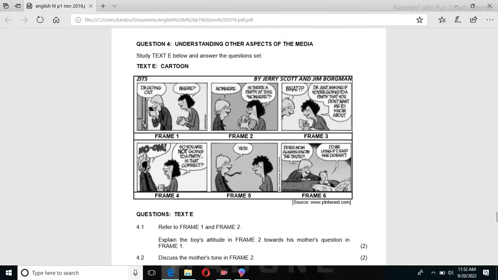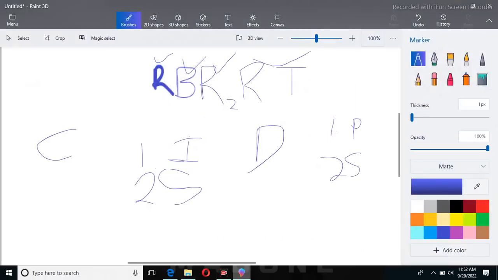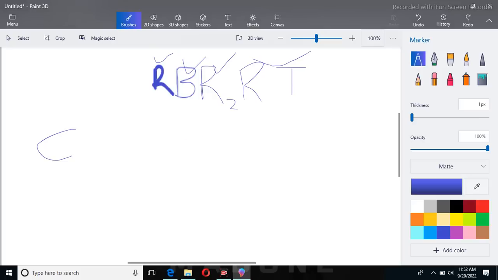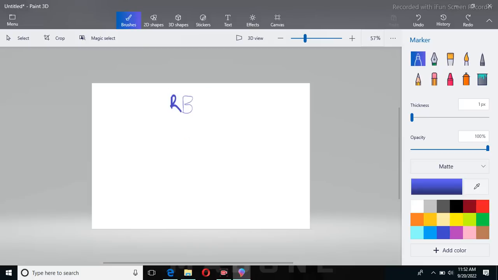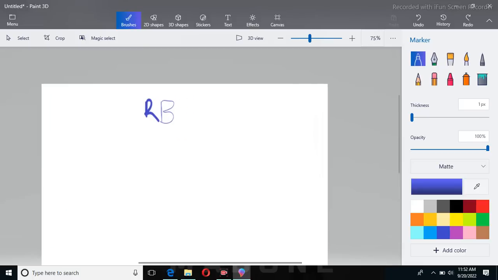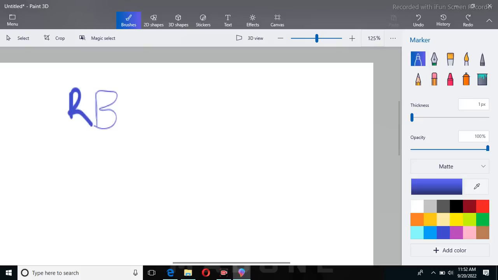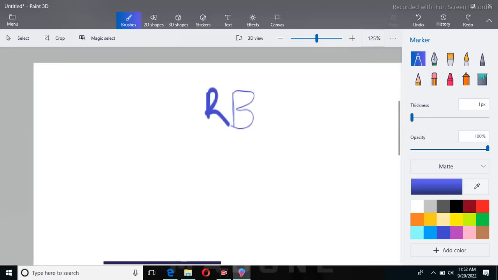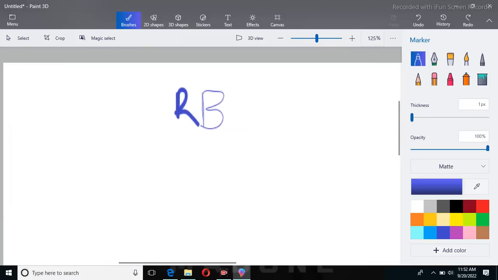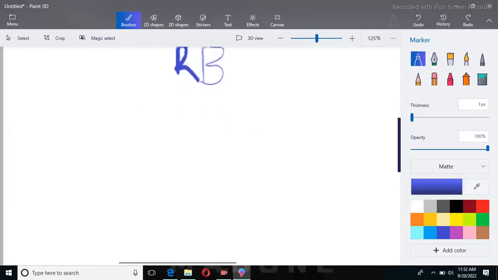Now, guys, we're going to the second part of this tutorial. Aha. We're not done. It's not that easy. I was just showing you that answering the questions is as easy as the comprehension. But now I have to show you how to analyze the cartoon, okay, guys? Because analyzing the cartoon seems to be a problem for most of you guys. So I'm going to try and see if I can create something for you guys and see how it's going to work.